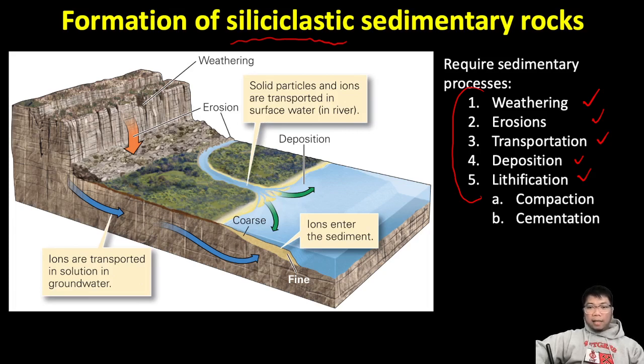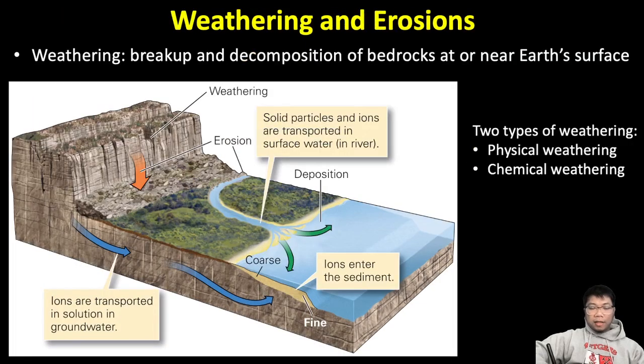Later we will learn that lithification can actually be further divided into two major processes, including compaction as well as cementation. So let's learn about weathering and erosion first. Weathering is a process of breaking down rocks and decomposing bedrock at or near Earth's surface. There are two types of weathering that we know. First is called physical weathering. The second one is called chemical weathering.